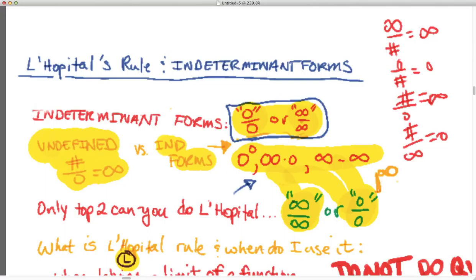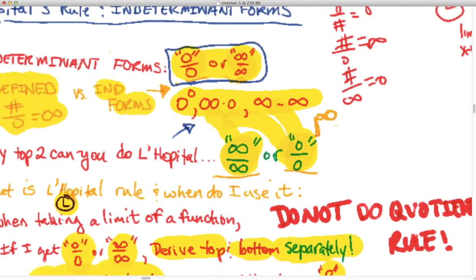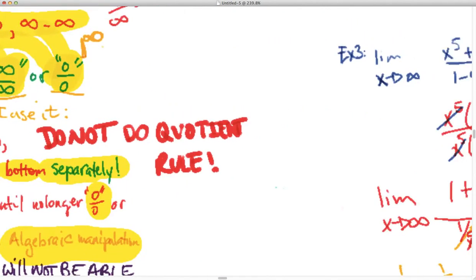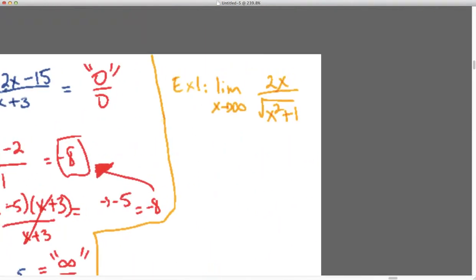into one of these two forms, the infinity over infinity or 0 over 0. So we're going to do the derivative of the top over the derivative of the bottom.